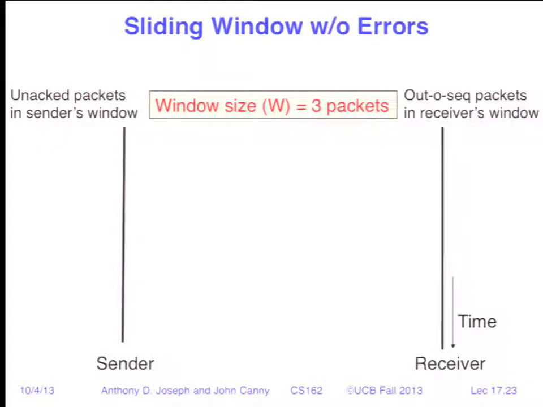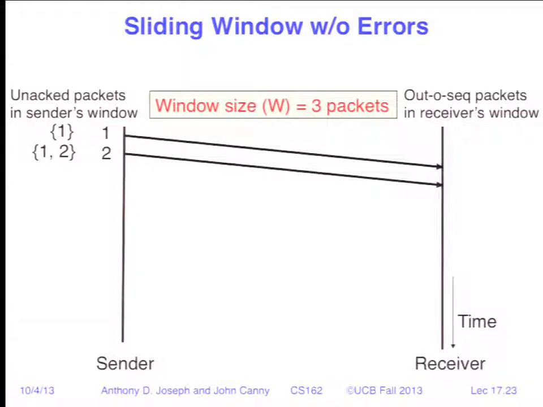Window size of 3. These are the unacknowledged packets within the sender's window. We're going to keep track of them over here. And over here, we're going to keep track of the out-of-sequence packets in the receiver's window. Now, first, let's look at what happens without errors. So we send a packet, 1, from the sender to the receiver. Now our window contains 1 packet. Then we send a second packet, because remember, as long as it's within our window, we can send a packet. So that means we can send packet 2. And in fact, our window is 3, so we can also send packet 3.